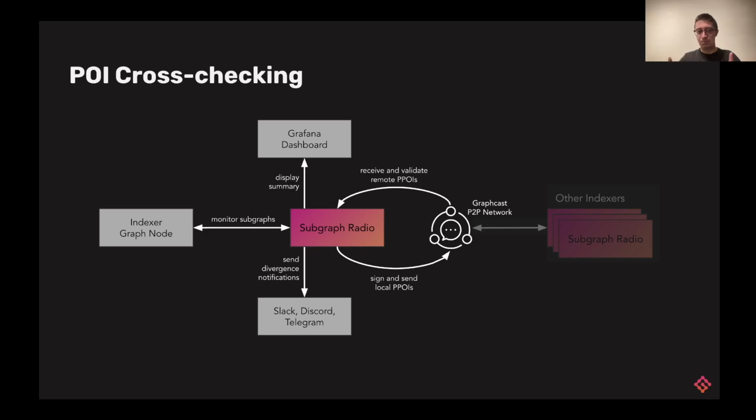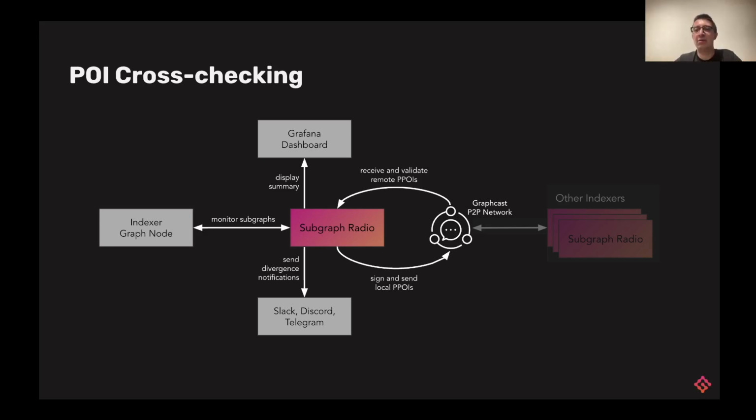Now, what is a consensus POI? Well, when the radio receives messages, it saves all of the received POIs for a given subgraph on a given block, and it checks the stake of the senders of those messages, and then it takes one remote POI, which is the POI with the most stake tied to it. So that is considered to be the consensus POI. And then it compares the local POI with the consensus POI. And if there's a divergence, so if those two are different, it will send a notification if you've set up the notification system. If they're the same, then there's a match, and that's great.